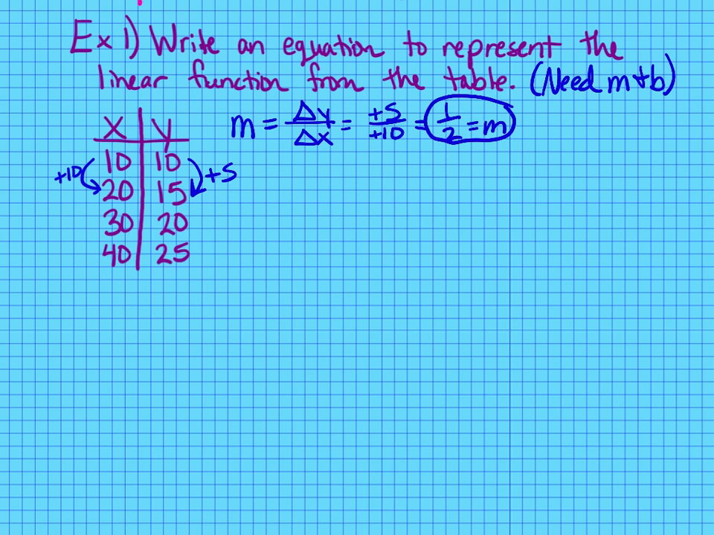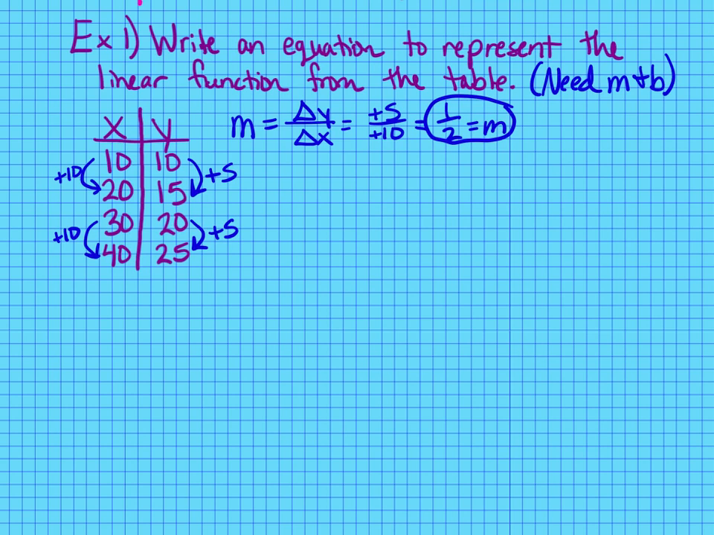And it really didn't matter which two ordered pairs you chose. You could have done these last two ordered pairs. The y went up 5, the x's went up by 10, and you'd have gotten the same thing. So we've got the slope. Now we have a couple different ways we could find b, the y-intercept. I'm going to show you one that never fails.